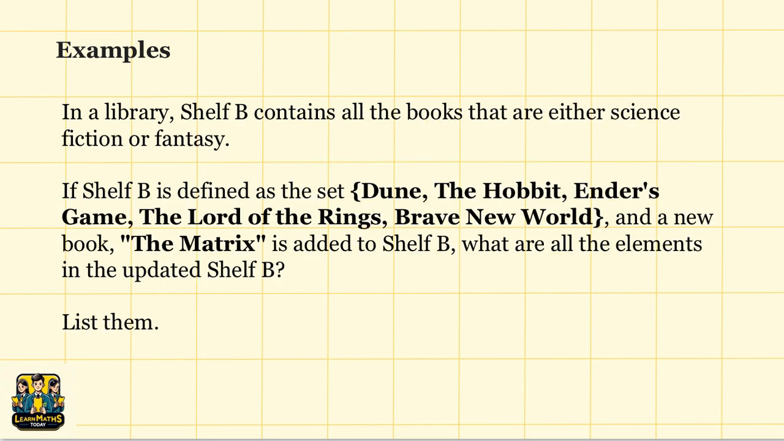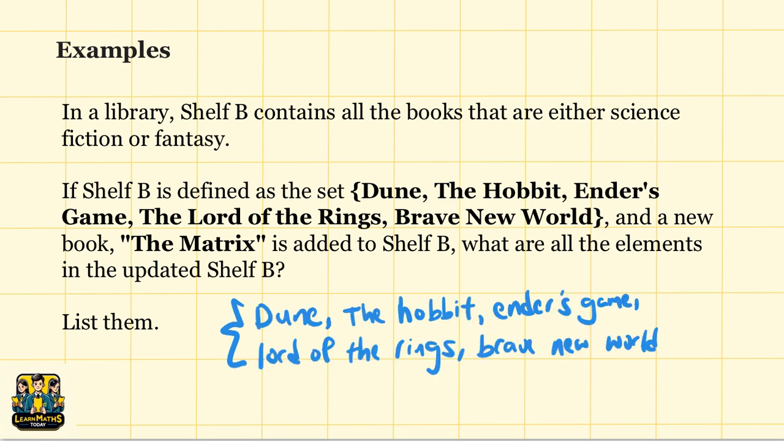In the library, shelf B contains all the books that are either science fiction or fantasy. If shelf B is defined as a set, Dune, The Hobbit, Ender's Game, The Lord of the Rings, Brave New World, and a new book, The Matrix, is added to shelf B, what are all the elements in the updated shelf B? List them. This is also another simple question. You just have to remember that you need to have the curly brackets. So using the earlier definition of shelf B, just simply add The Matrix to the list.